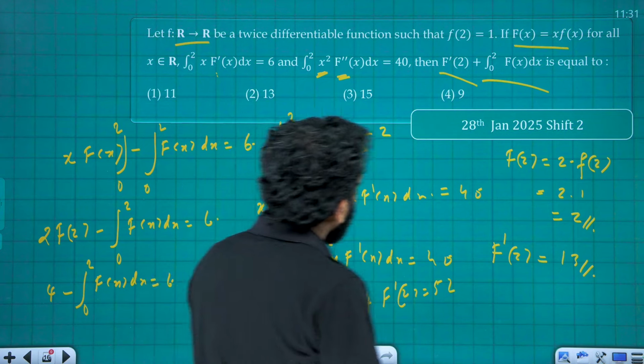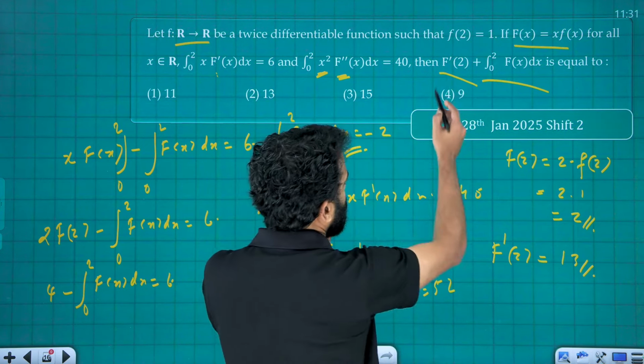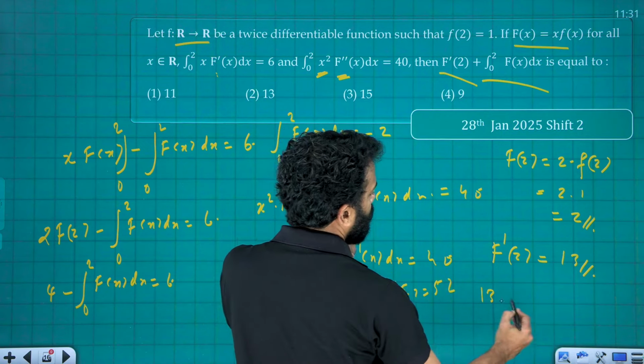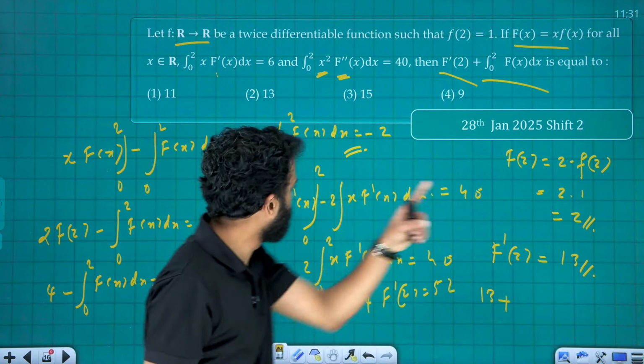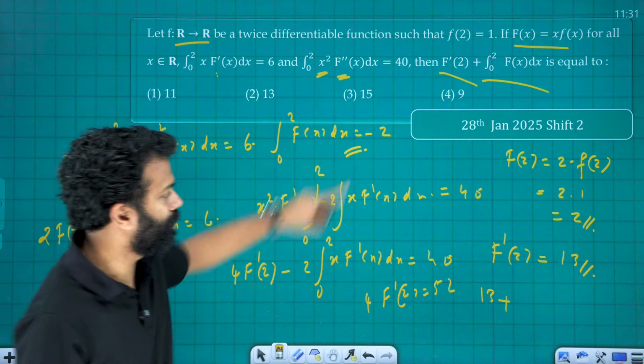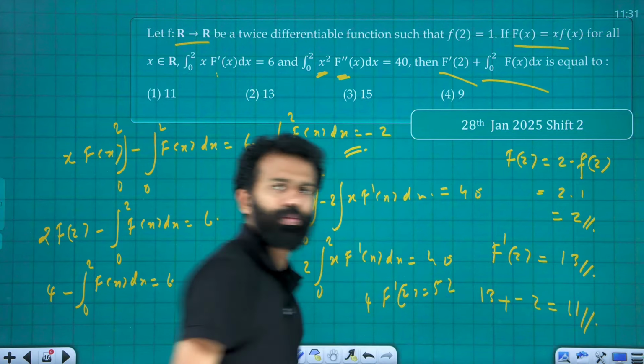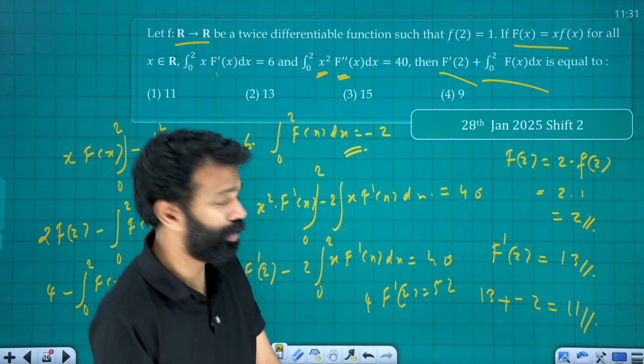I think it's done. That is f dash of 2 is 13. Therefore, this is 13 plus the integral from 0 to 2 of f of x dx. The integral of f of x dx is somewhere here. Yeah, it is minus 2. That is 13 plus minus 2 is equal to 11. Okay, a beautifully crafted question and a good one also.